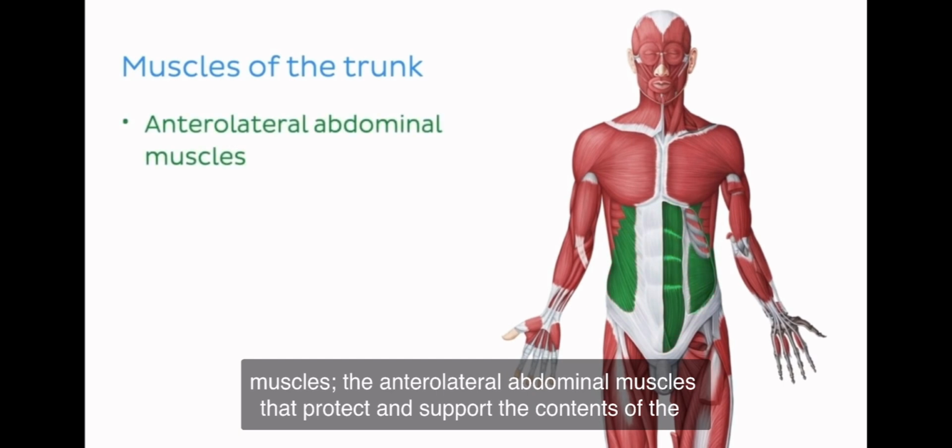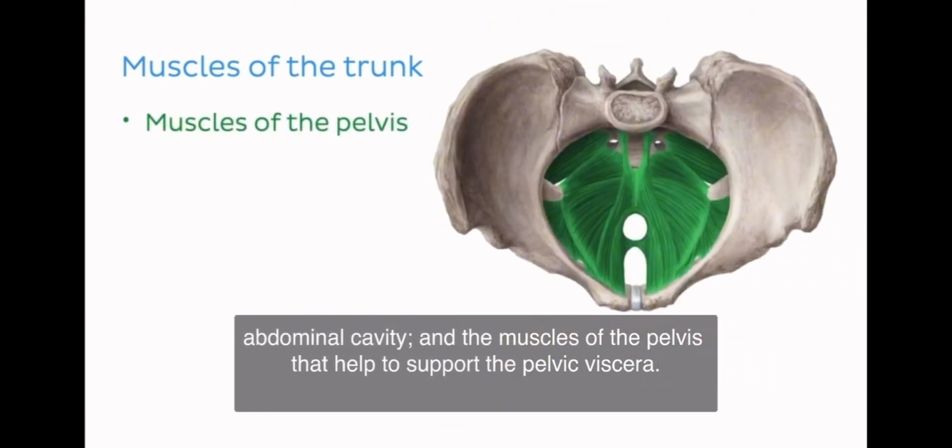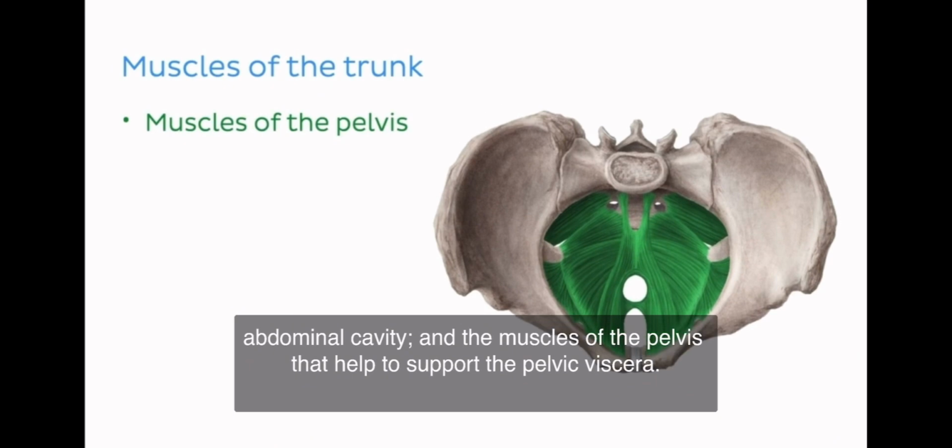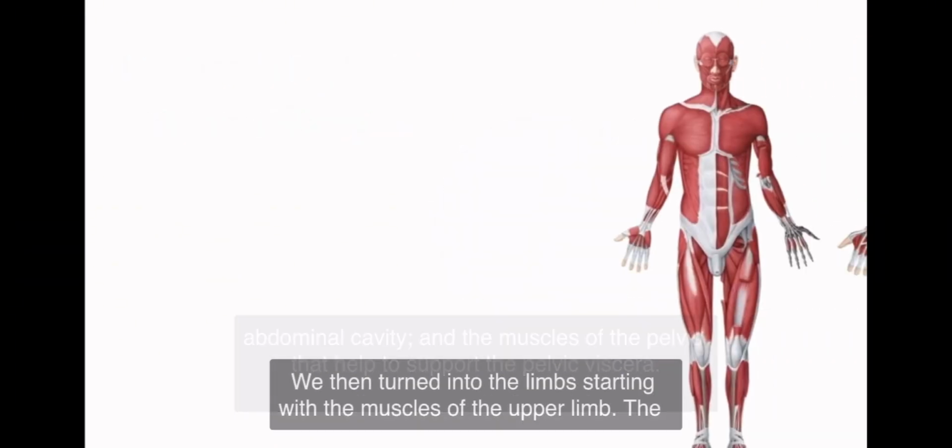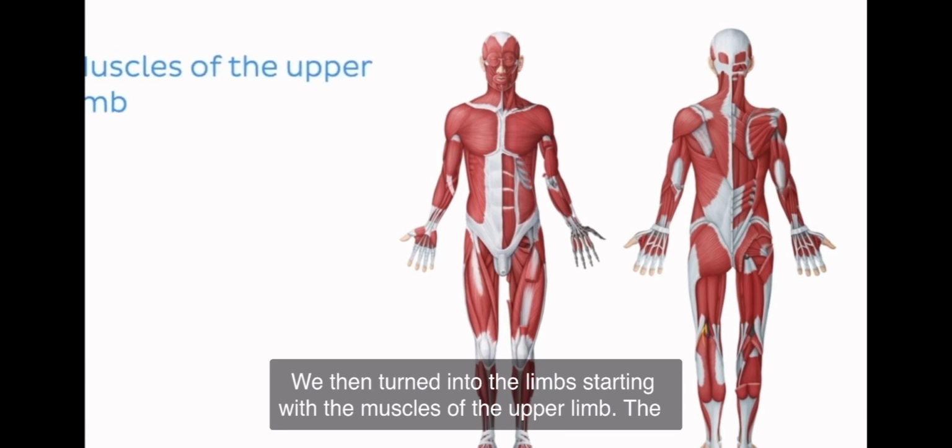The anterolateral abdominal muscles protect and support the contents of the abdominal cavity, and the muscles of the pelvis help to support the pelvic viscera. We then turned to the limbs, starting with the muscles of the upper limb.